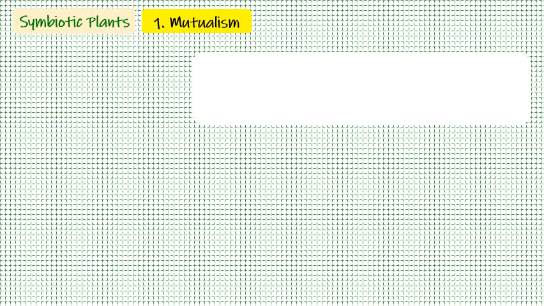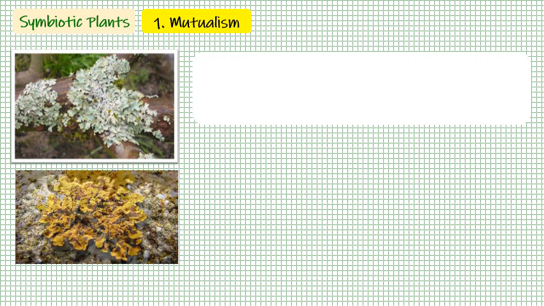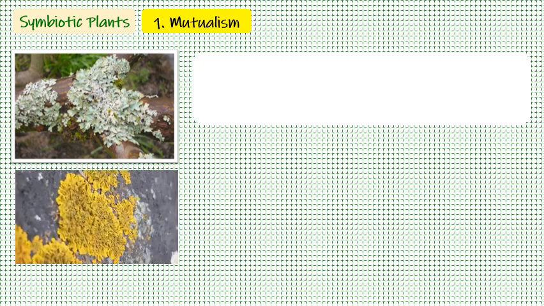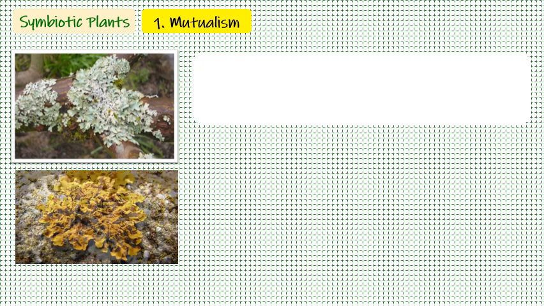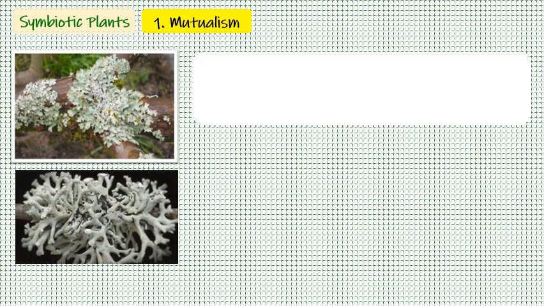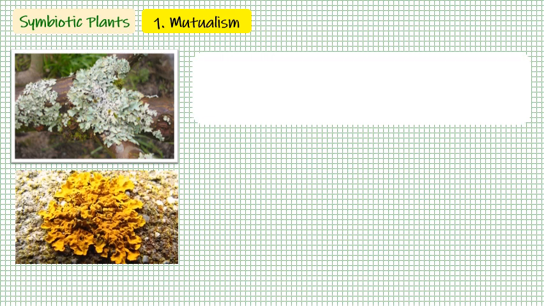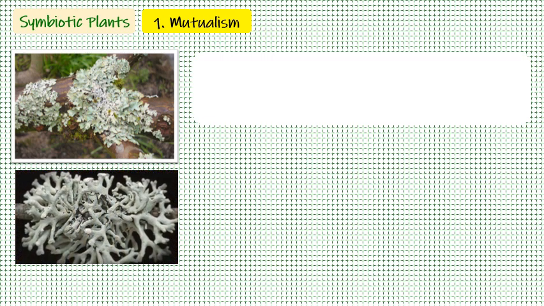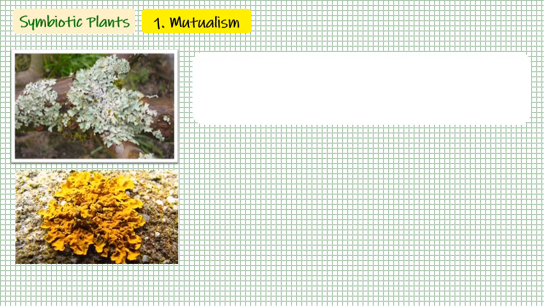What is mutualism? To understand this, we will take the example of the lichen. The lichen is a symbiotic plant that is formed by the association of a green alga with a mushroom. The green alga is a photosynthetic plant. It is a green plant, so it can cook its own food. The mushroom isn't green. It cannot cook.